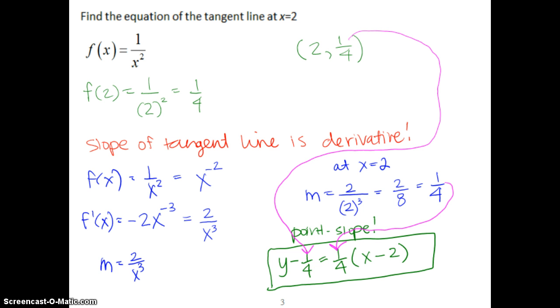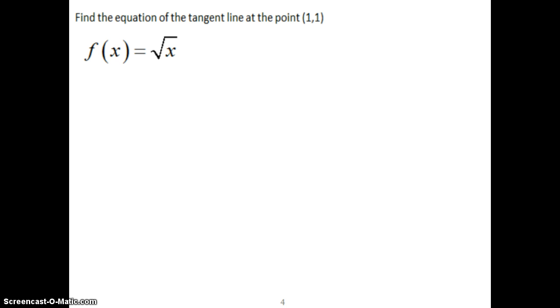Okay, so that is that problem. Then we have one more problem, somewhat similar. You're now asked to find the equation of the tangent line at the point (1, 1). Here, they've already given us the xy coordinates, so we don't even have to do that. So to find the equation of the tangent line, again, we need to find the slope of the tangent line, which is the derivative.